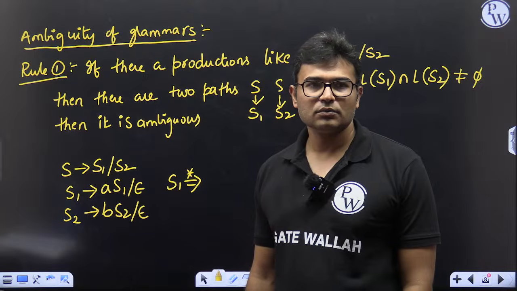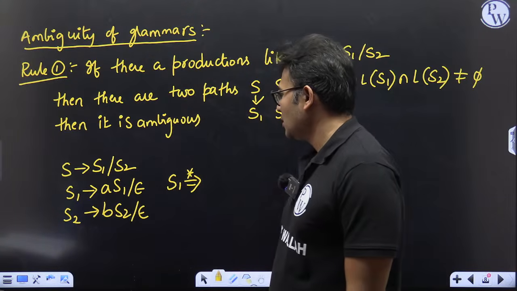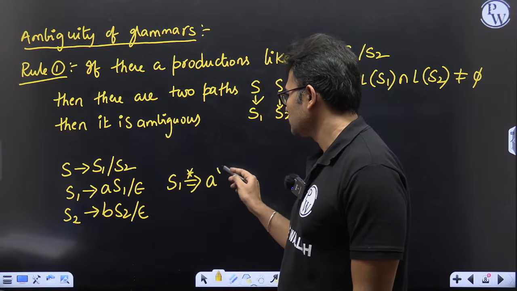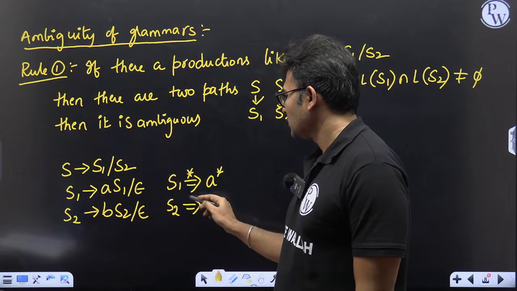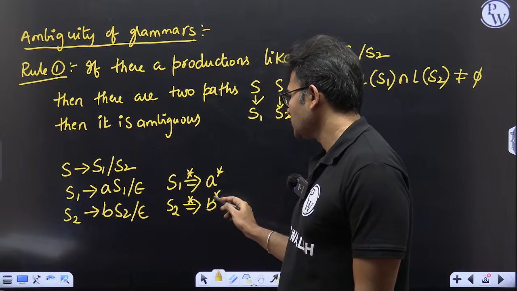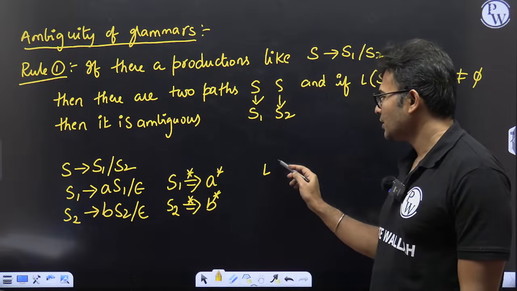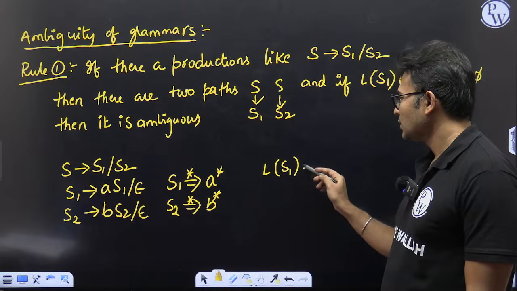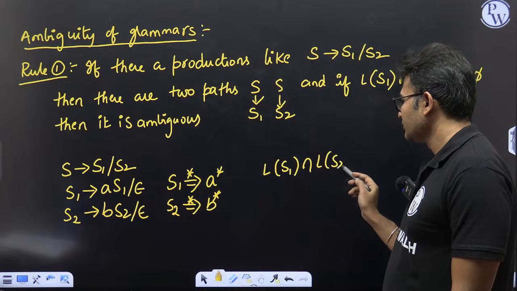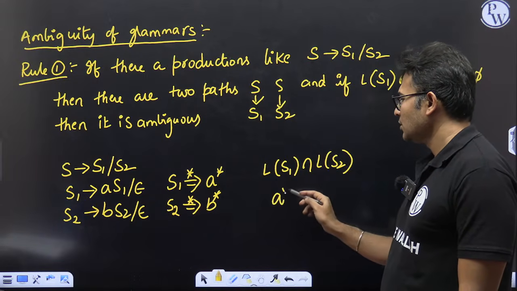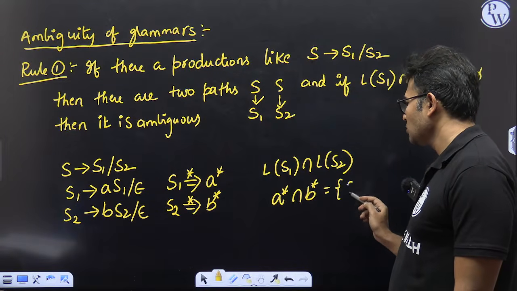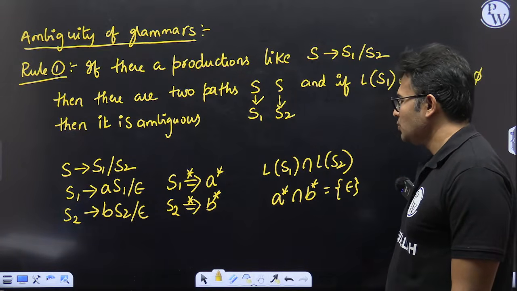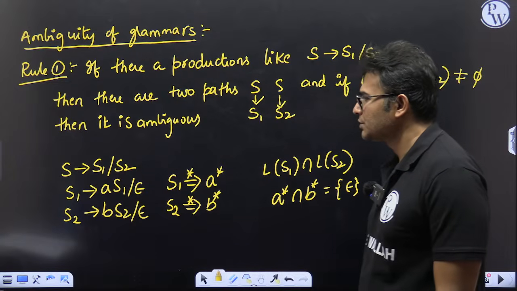Very good, Prashant. Both S1 and S1 to S2 have empty strings. S1 is deriving A star, right? Now what is S2 deriving? S2 is deriving B star, right? Now if you look at L of S1 intersection L of S2, it is A star intersection B star, which is equal to epsilon, which means you can generate epsilon in two ways, right?